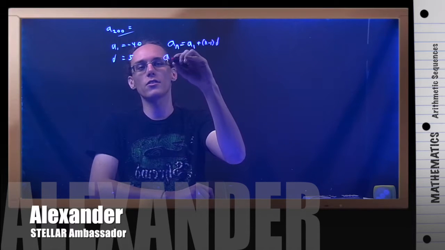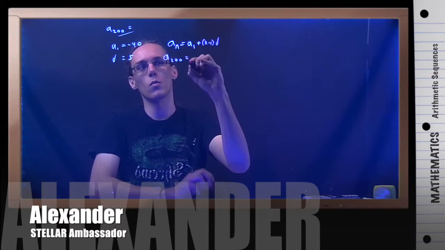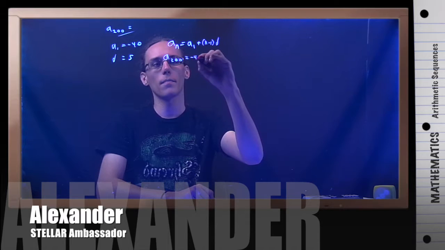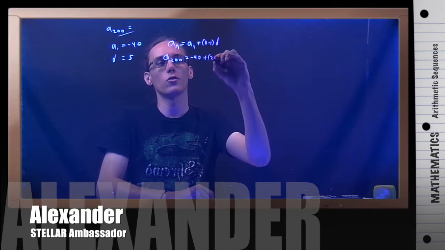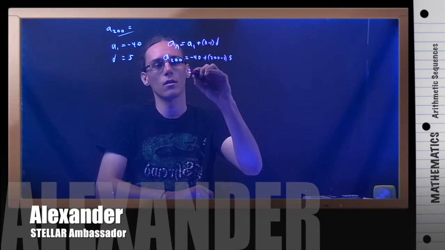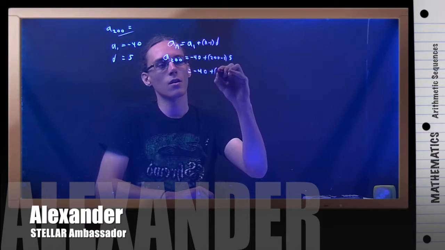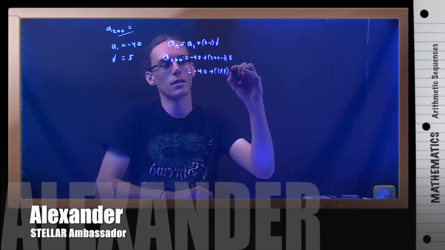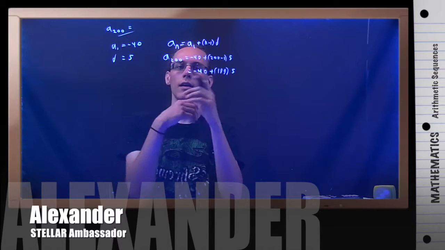So we're looking for a sub 200. We've got our initial term of negative 40. We're adding on 200 minus 1 times the common difference of 5. So we have negative 40 plus 199 times 5. Now let's look at this.